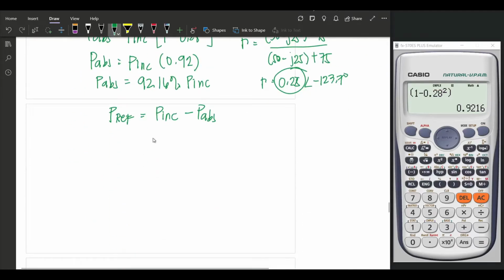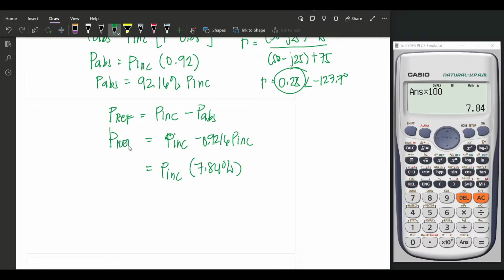Okay. So, your incident is 1, your absorb is 92.16% or 0.9216. So, your reflected now is equal to 1 minus 0.9216. So, times 100. So, 7.84.